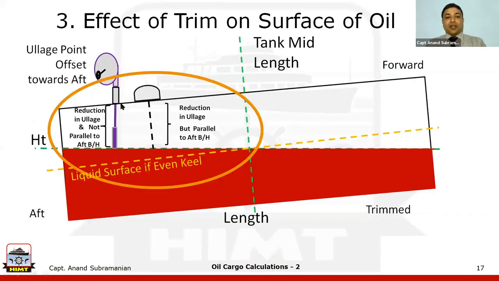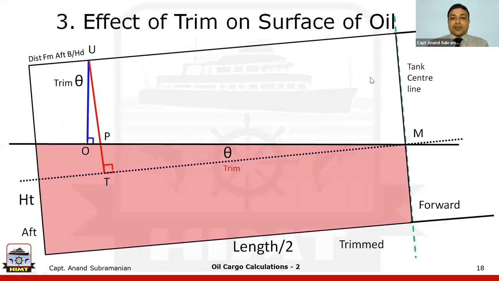You understand now what we have done from here. So from here, we have gone to this particular diagram where it expands and shows in more detail only the section from the tank mid-length to aft. The tank still continues forward, but we are not looking at it for the time being. Is the concept clear?